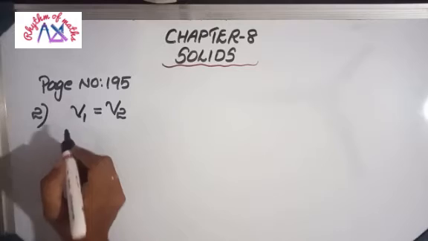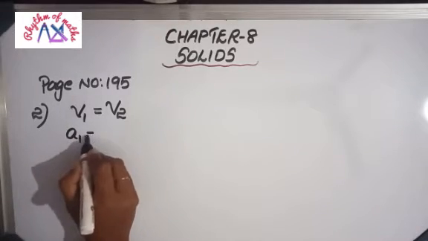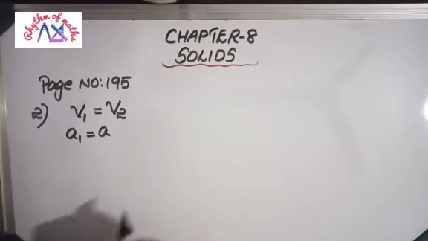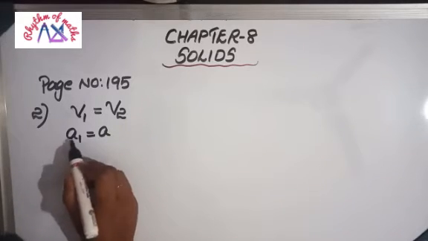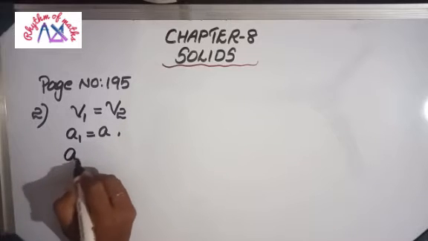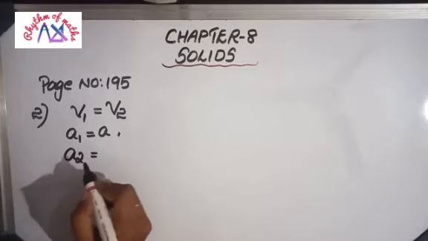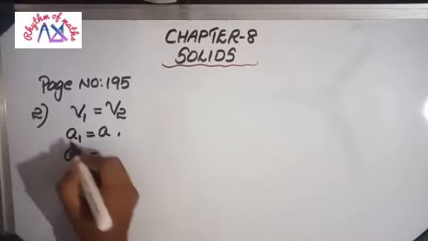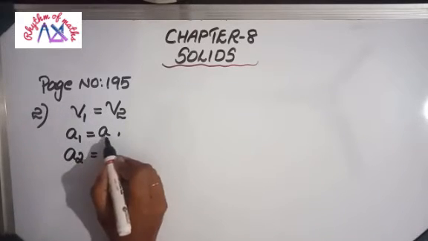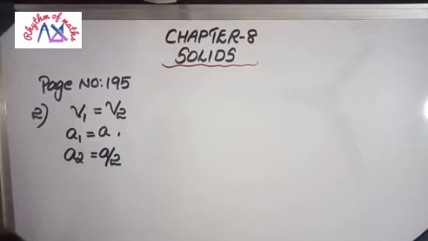So let's consider the first pyramid's base edge as A. The base edge of the second pyramid is half of the first. Half of the first means A by 2. So these are the measurements we have.